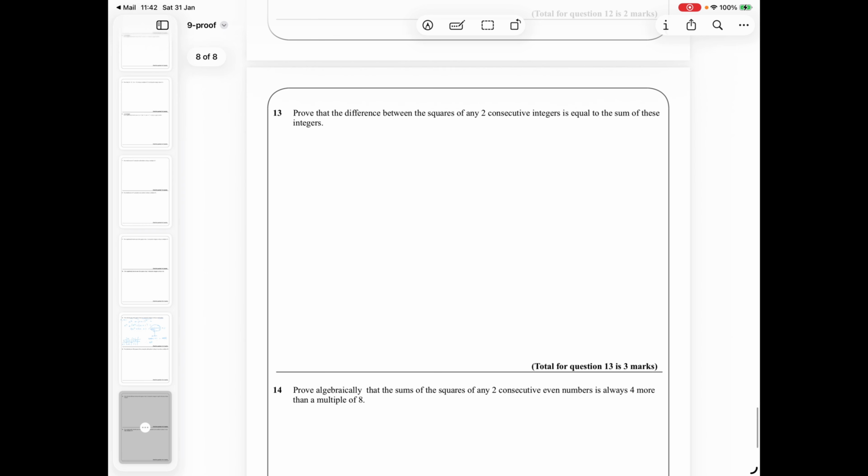The squares of two consecutive integers is equal to the sum of these integers. Okay, prove that the difference, so we're going to be doing some taking away, of the squares of any two consecutive integers is equal to the sum of those integers. Okay, so it's two consecutive integers, they're not even, they're not odd. So we can take n and n plus 1.